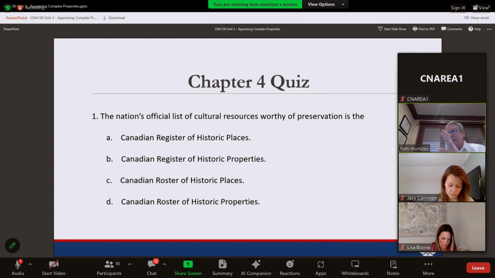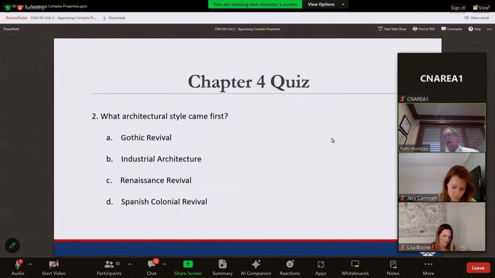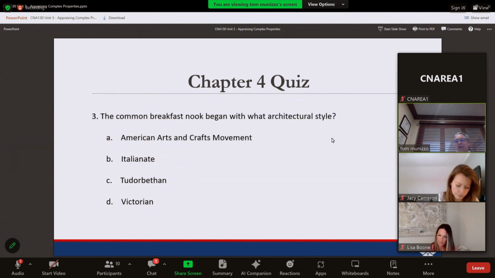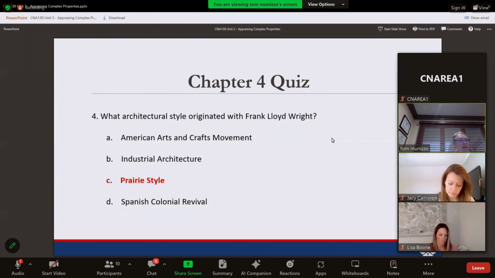You probably all did this, but which is the answer in this one? One finger for A, two fingers for B, three fingers for C, four fingers for D. Very good. Thank you. Yeah, I had to look this one up when I was doing the quiz. I knew it wasn't roster. I knew it was Canadian Register, and then it's historic places. All right. Anybody have any questions on this chapter 4 quiz? If not, I'm going to blow through it.